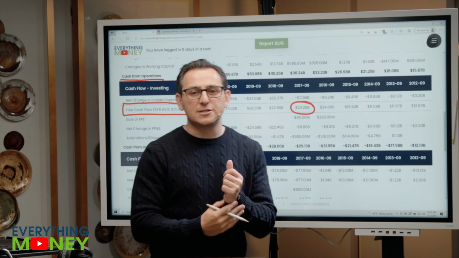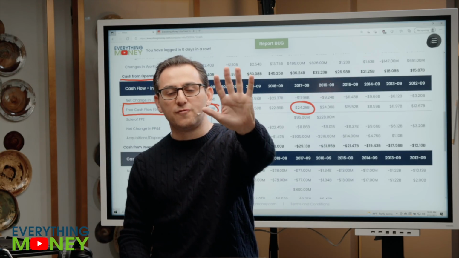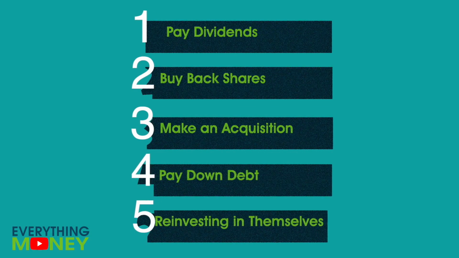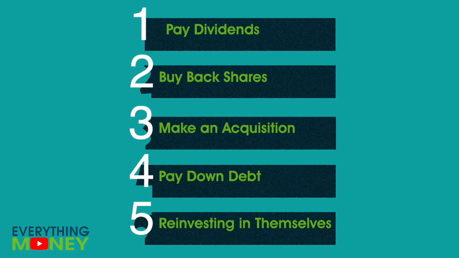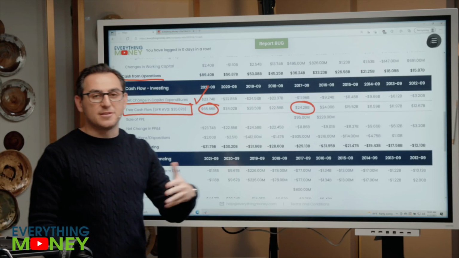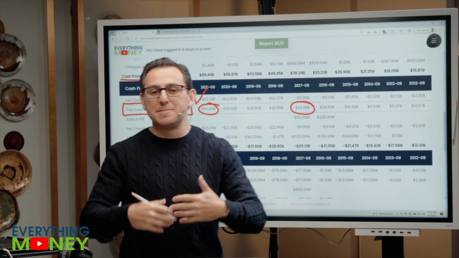Guys, free cash flow is important because you can use it to do 5 things. Buy back shares, pay dividends, pay down debt, make acquisitions, or reinvest back in your own business. As it's growing and growing, it's showing you that this company has better and better ability to make the company better overall.